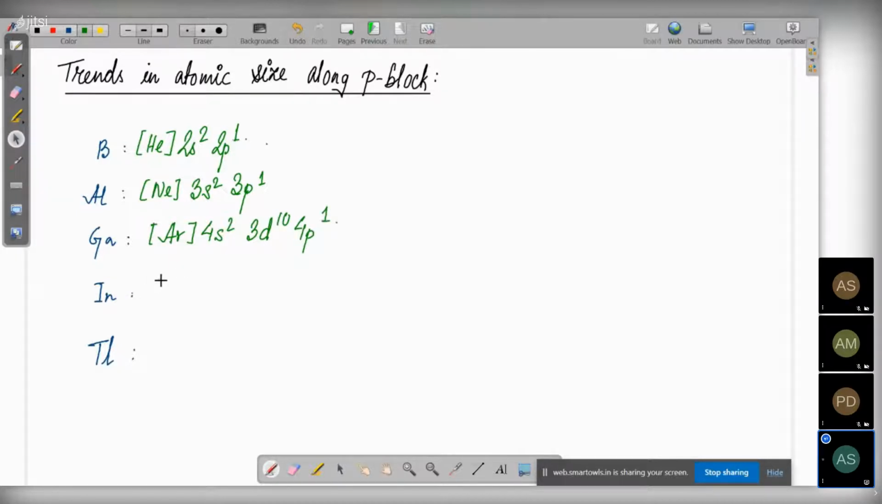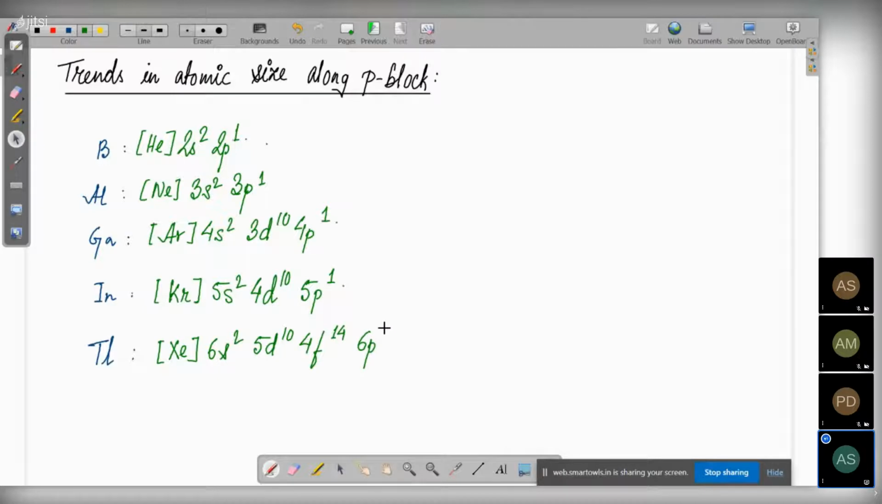Indium will be krypton 5s2 4d10 5p1. And thallium is xenon 6s2 5d10 4f14 6p1. So this is the electronic configuration.